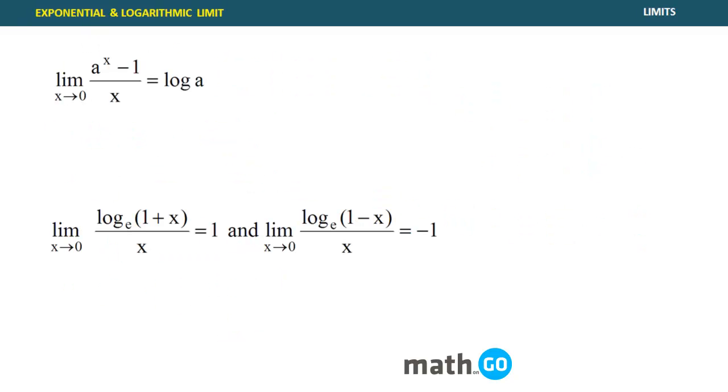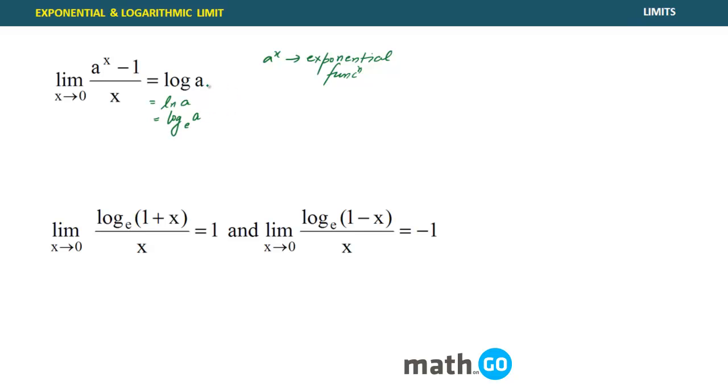Let us study exponential and logarithmic limits. The formula that we have to do here is a raised to power x. So a raised to power x is nothing but an exponential function, right? For the exponential function, the limit of (a raised to power x minus 1) upon x is nothing but ln a. Why? Because the answer will come out to be log with base e.